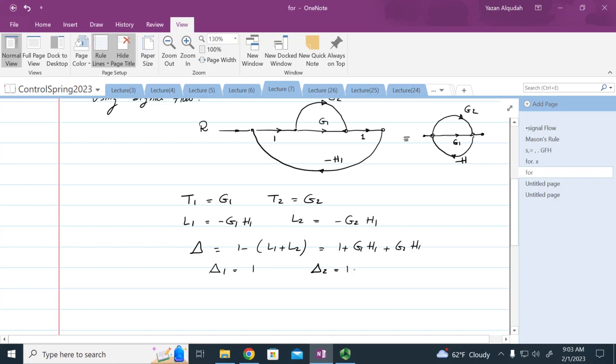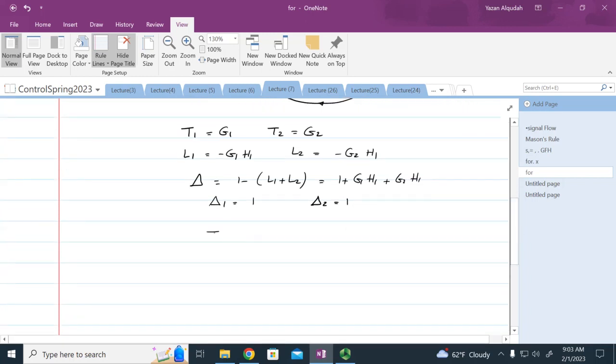One. Remember here, because I have 2 forward paths, I'm going to have to calculate K1 and K2. Should they always be the same? No, these two should not be the same. Each one is going to have its own delta.